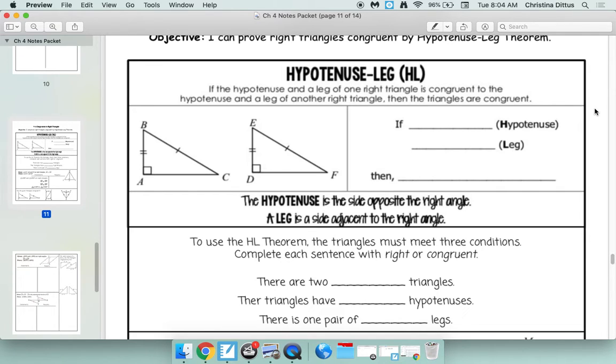Hypotenuse leg theorem. It is another way to prove that triangles are congruent, except we have a special kind of triangle. A hypotenuse and leg has to be a right triangle. In order to have a hypotenuse and a leg, it has to be a right triangle. That means I have a right angle somewhere in my triangle.